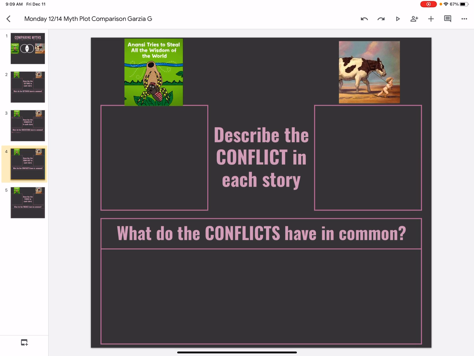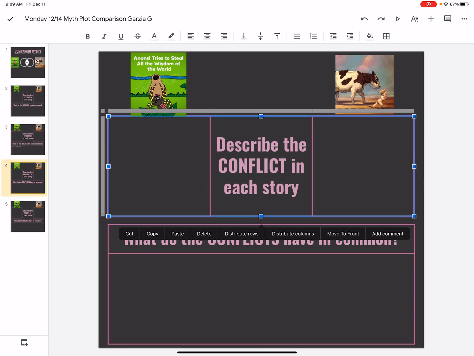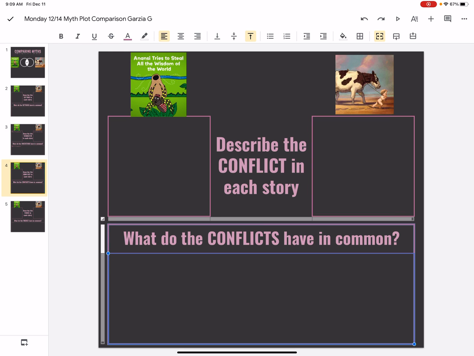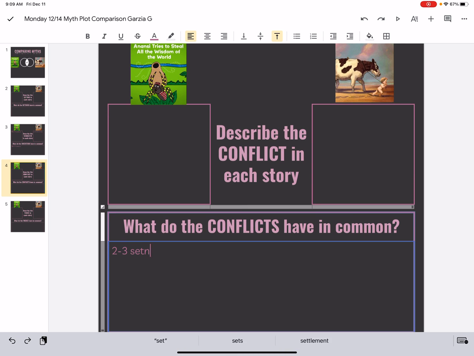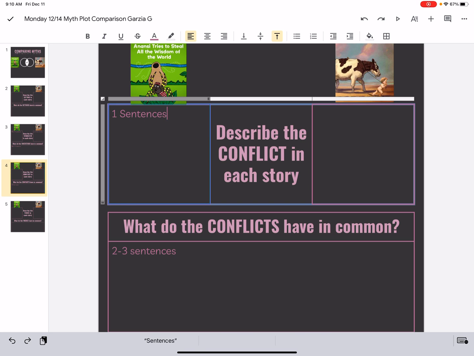Okay. Next, we're moving on to the conflict. Remember, the conflict is the main problem. What problem was our main character, or our trickster, facing? So the conflict in Anansi Tries to Steal All the Wisdom in the World is, the conflict in Hermes and Apollo's Cows is, and then you say the conflict in both stories is similar because, and you tell us how they're similar. Same thing. I want 2 to 3 sentences here, but I'll take 1 sentence for each of these.